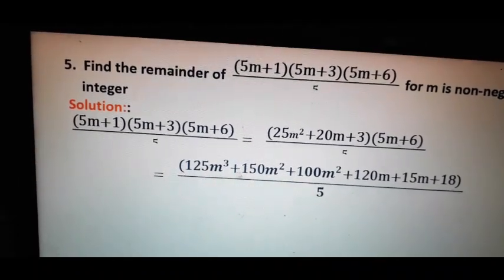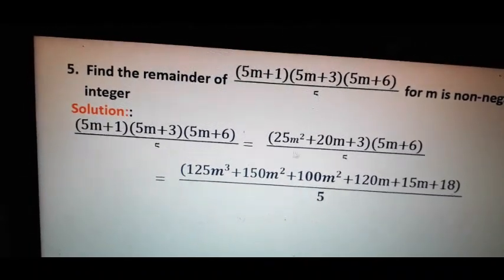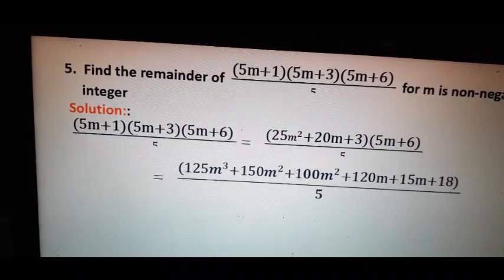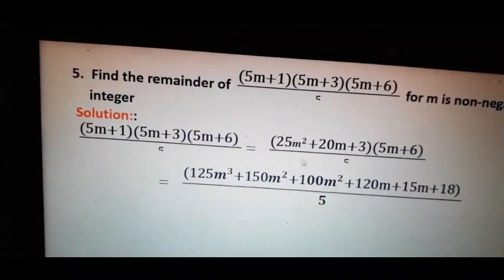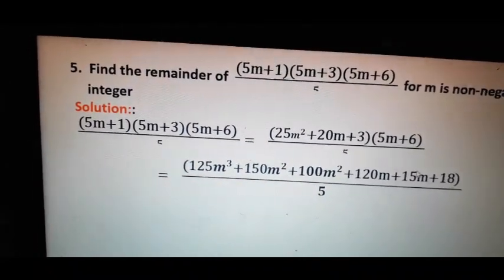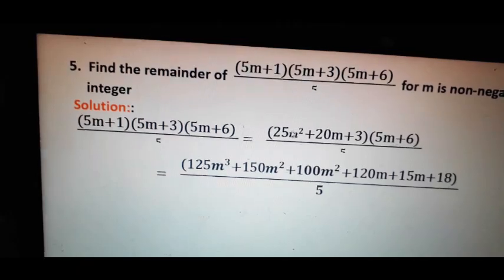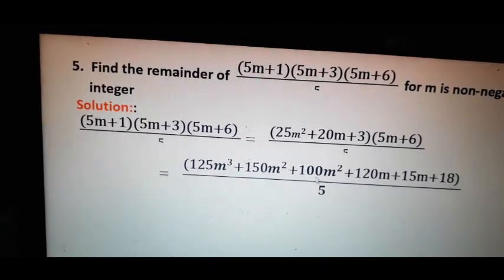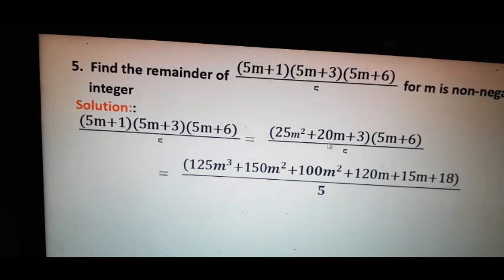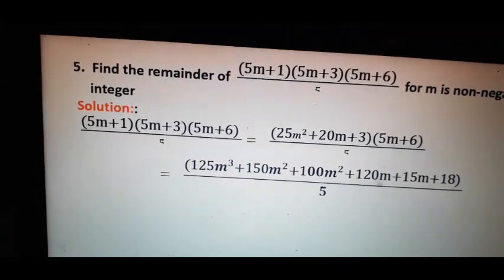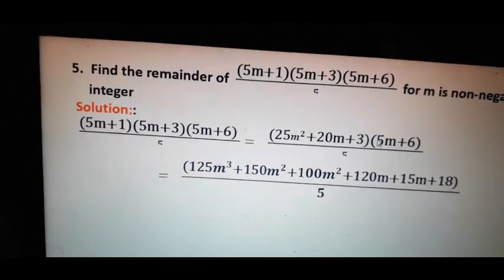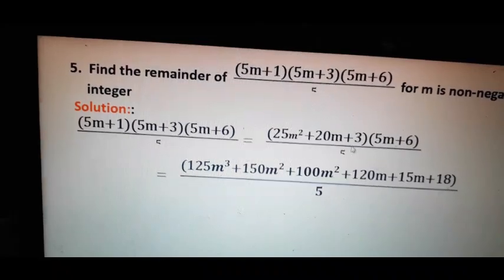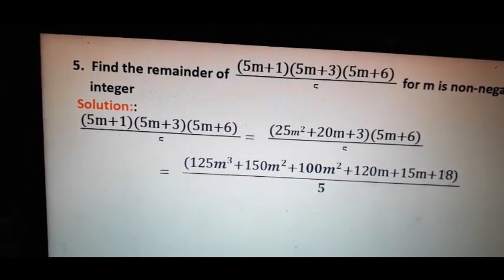125 m cubed plus 6 times 25 m squared gives 150 m squared. In this way, 20m times 5 is 100 m squared, 20m times 6 is 120m, 3 times 5m is 15m. 3 times 6 is 18.